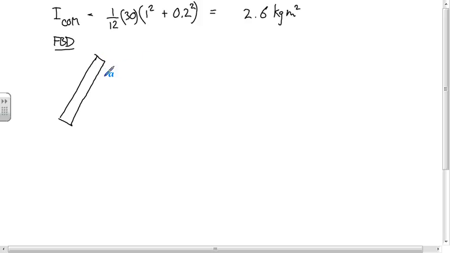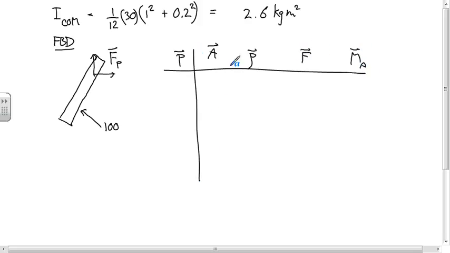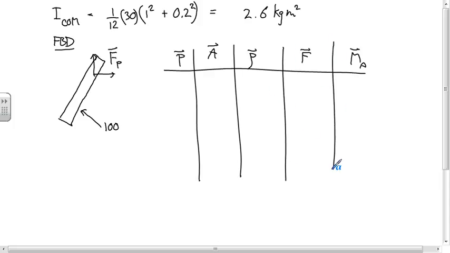So what are the forces? There's the 100 Newton force there. And there's one other force at the pin, yep. So I'll call that FP. And now I'm going to write out the table and we're going to start going through this. Put the origin, I guess I put the origin at the center of mass.